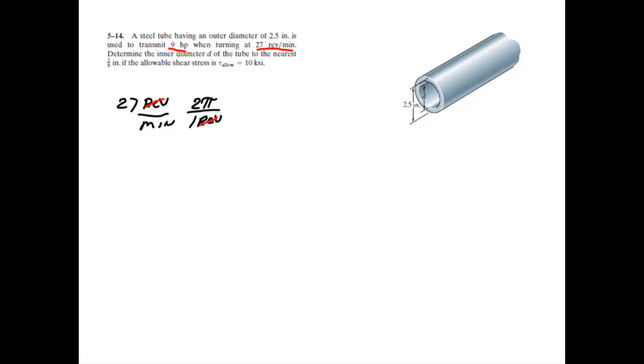Now you need to get the minutes into seconds. Put 1 minute up here, 60 seconds down here. Minutes cancel out here and here. And now what you're left with is 27 times 2 pi radians per second. And that gives us 2.8274 radians per second. Alright, so that's omega.